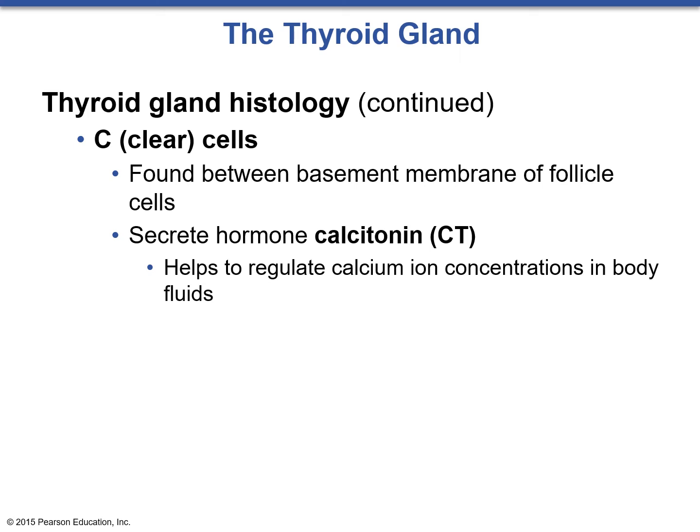Besides just the thyroid follicles, we also have the C cells or clear cells. These are found between the basement membranes of follicle cells, so they'll be between the actual follicles themselves. They secrete a hormone called calcitonin, abbreviated CT. Calcitonin will help to regulate calcium ion concentrations in body fluids.